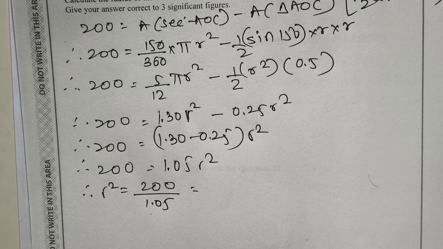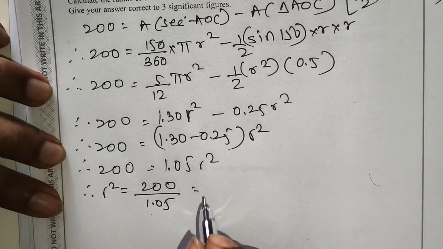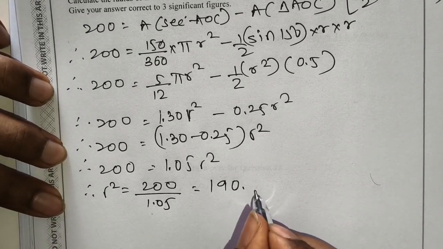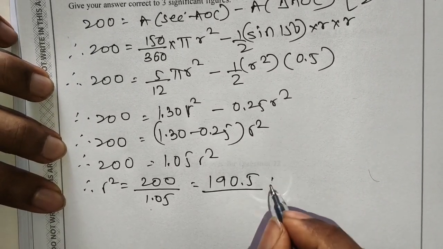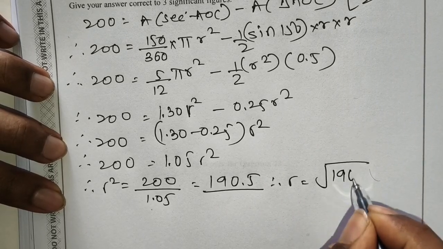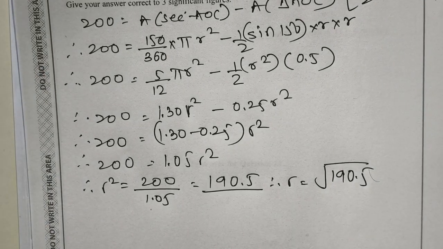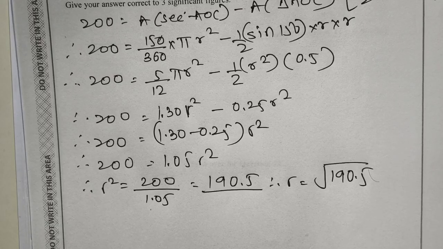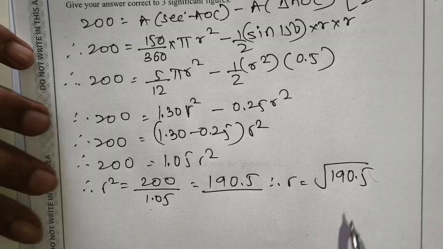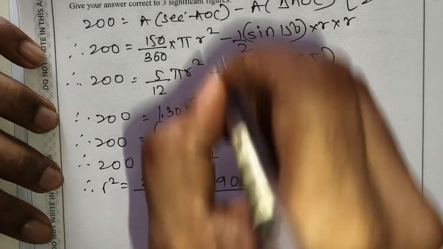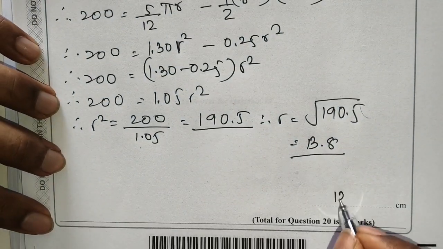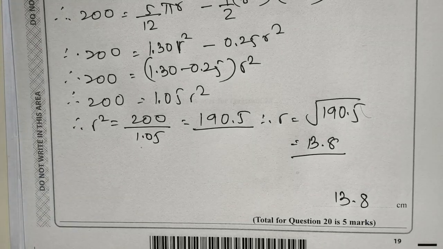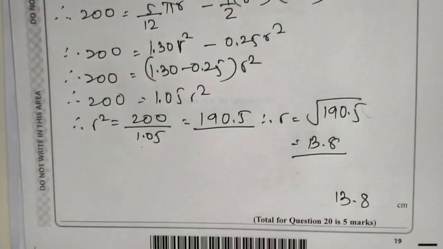So 200 upon 1.05 is equal to 190.5, and hence my r equals square root of 190.5, which is 13.8. So my radius is 13.8. Got it? So this is how it works.